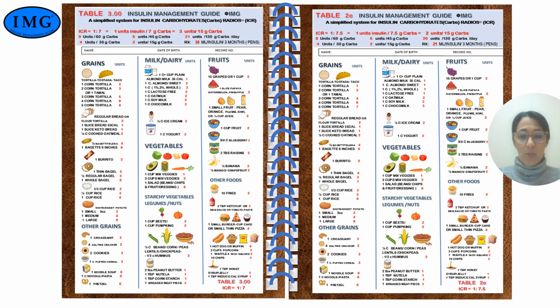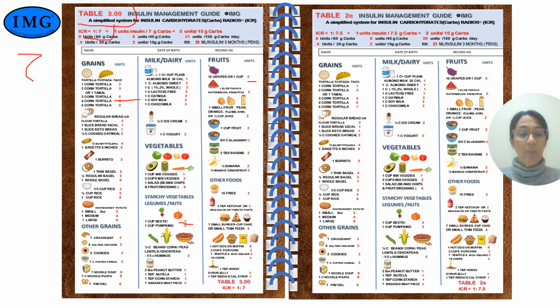IMG was one of the main reasons she was able to maintain a perfect A1C for years straight. She started the regimen on table 3, insulin carb ratio of 7, because she was originally injecting 10 units per meal. Table 3 gives about 10 units per meal to cover 45 grams of carbohydrates. For example, 3 tortillas, half a cup of beans, and 1 fruit gives about 10 units per meal.